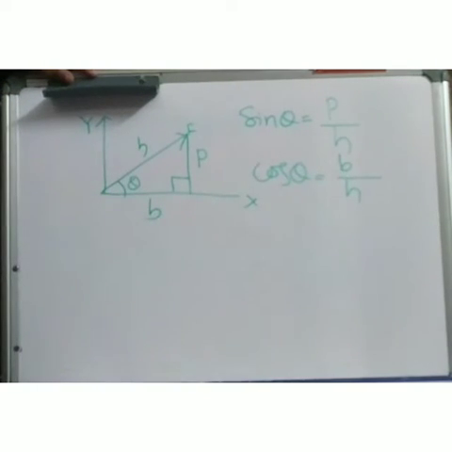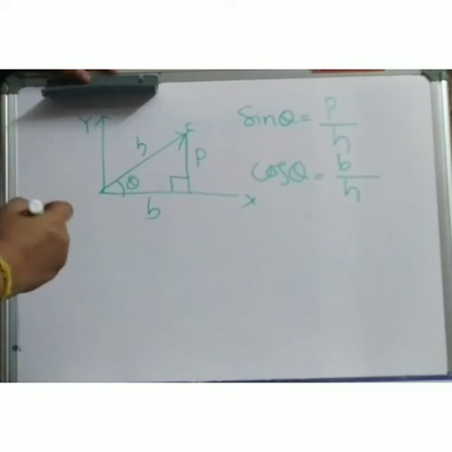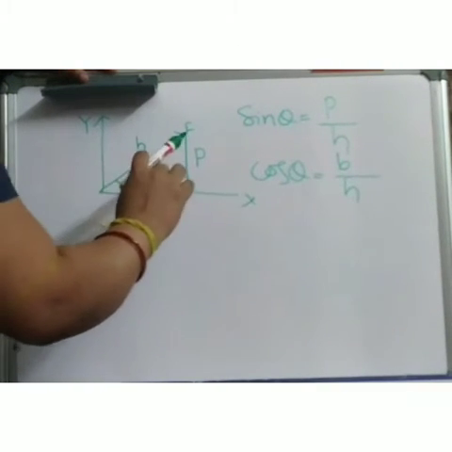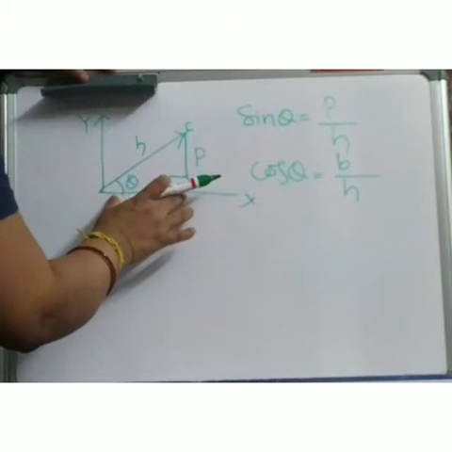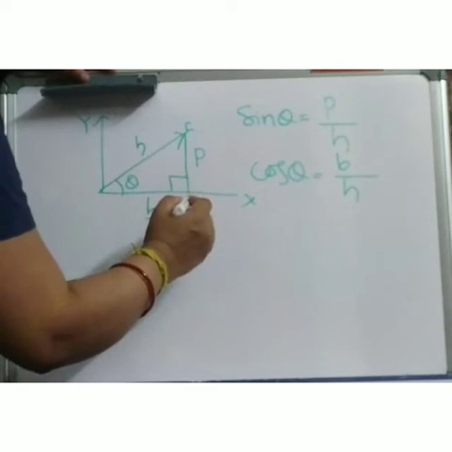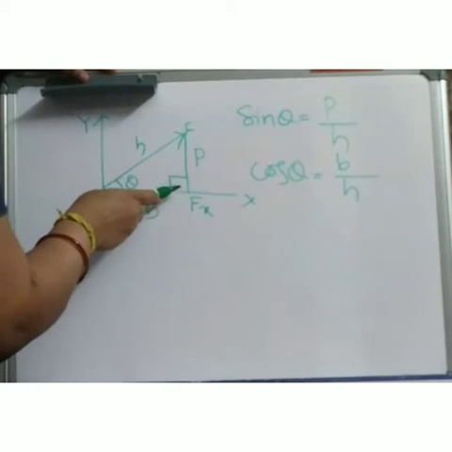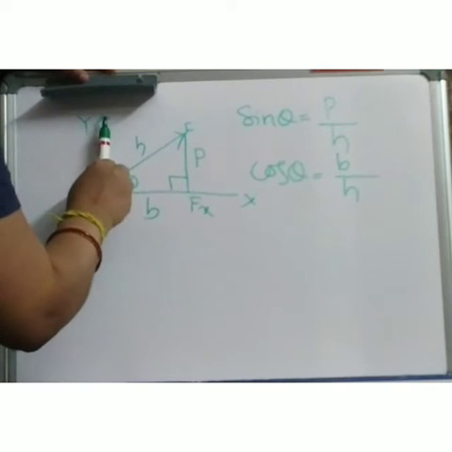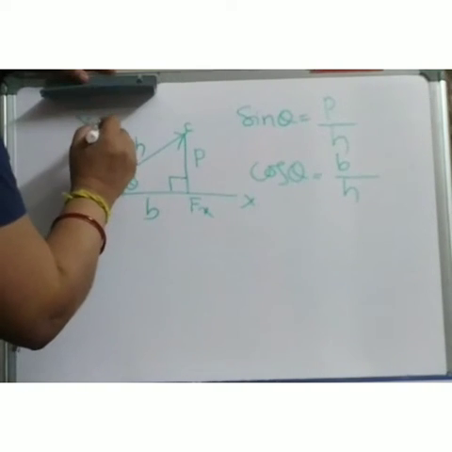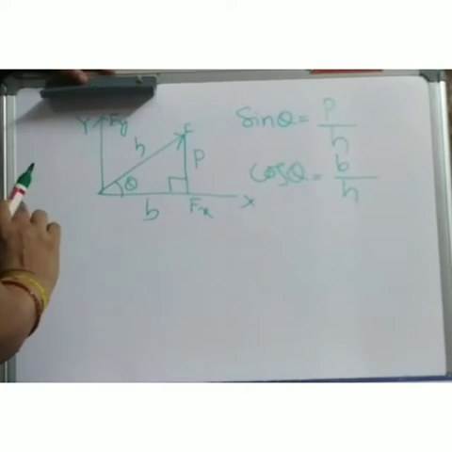So this is your formula for sin theta and cos theta. Now first I will concentrate on cos theta. So cos theta will be how much? B by H. So in this case, let the B be Fx. That means the component of force in x direction, and this is in y direction.